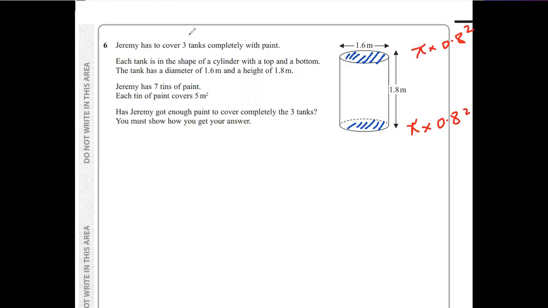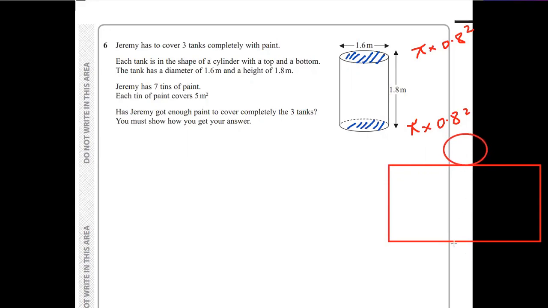Basically, if I just try to show you that, curved surface area will be something like this. You need to work out the circumference of the circle. Yeah, of course, with two circles there. Okay, and what will you do? You have to do pi times diameter times by height. So pi times, what's the diameter? 1.6, and times by 1.8. This is height, and this is diameter.